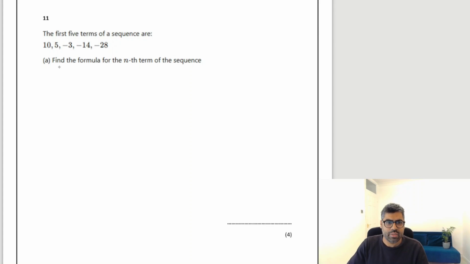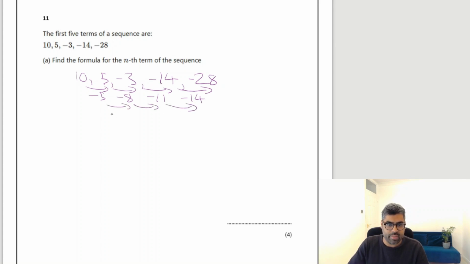So here we have a sequence. Let's work out the difference between each term. So we have minus 5, minus 8. Be really careful here with the direction. Minus 11, and then minus 14. And then our differences, let's work out the difference of our differences. So we have minus 3 to each.